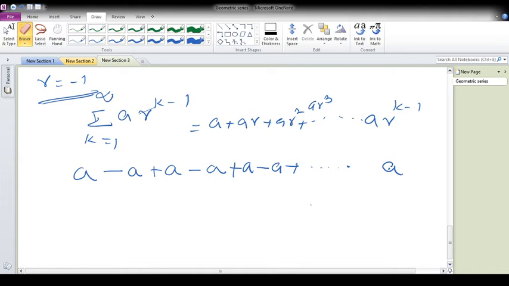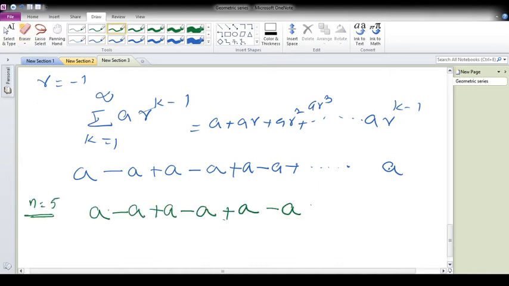A minus a. N equal to 5: a, ar power 1, ar power 2, ar power 3, ar power 4, ar power 5. Otherwise n equal to 6 means one more term, minus a. Sorry, n equal to 5 means we know.